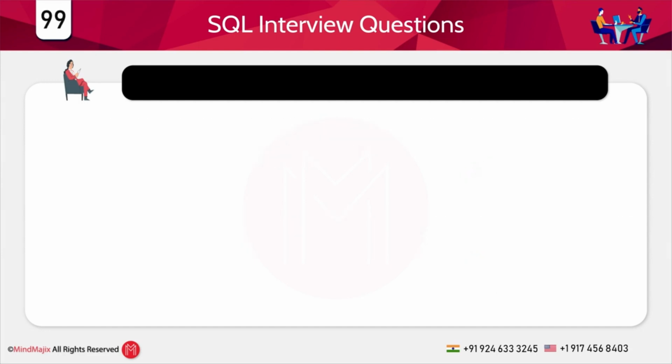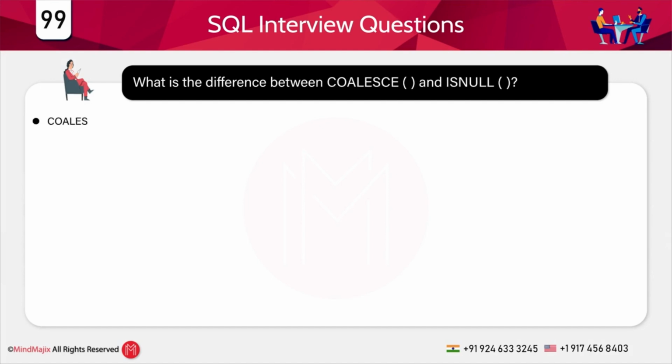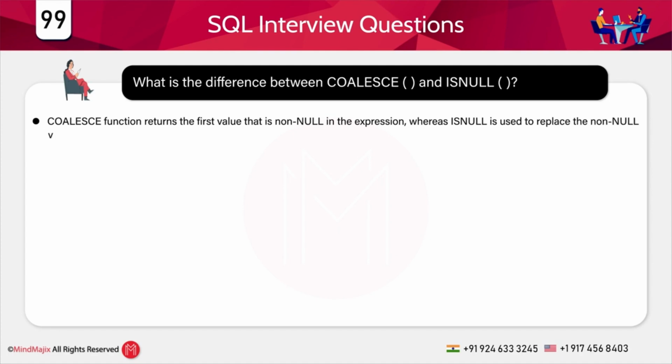The next question is, what is the difference between coalesce and isNull function? The coalesce function returns the first value that is non-null in the expression, whereas isNull is used to replace the null values in the expression.